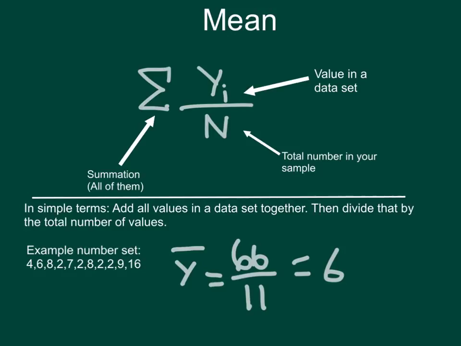The mean is the average. In simple terms, you add up all of the values in a data set, then divide that by the total number of values. In this example here, we have 11 values. So you would add up all 11 values, 4 plus 6 plus 8 plus 2, all the way out to 16, and then divide by 11.